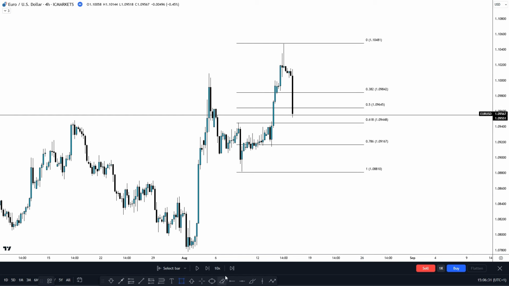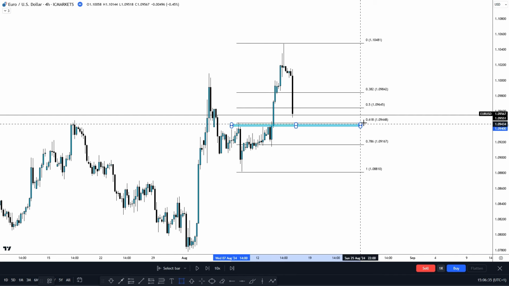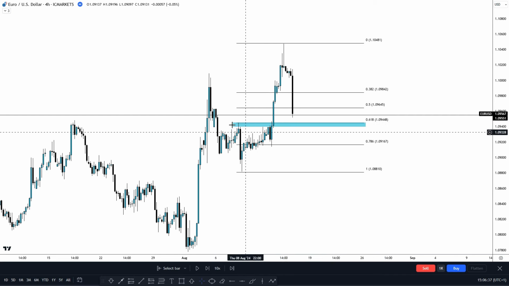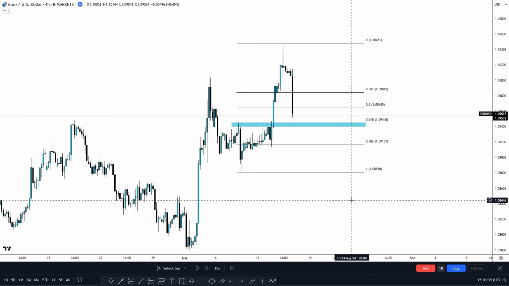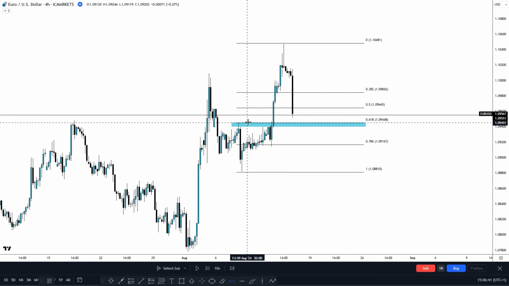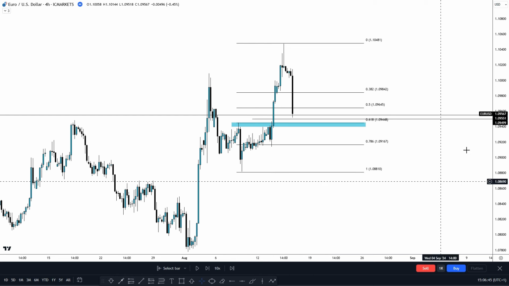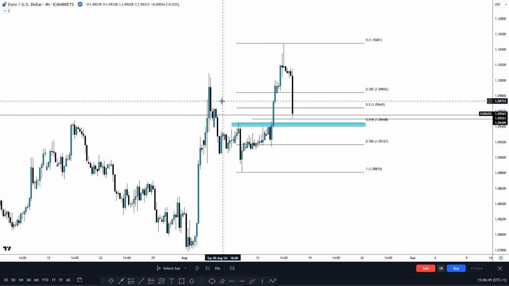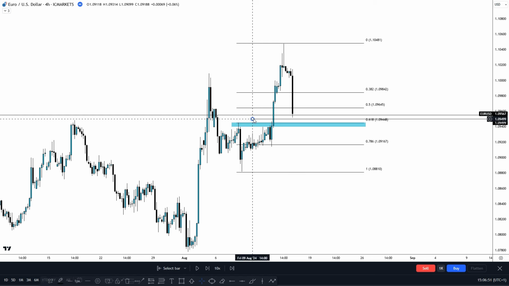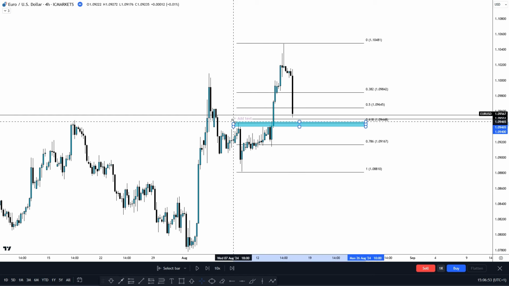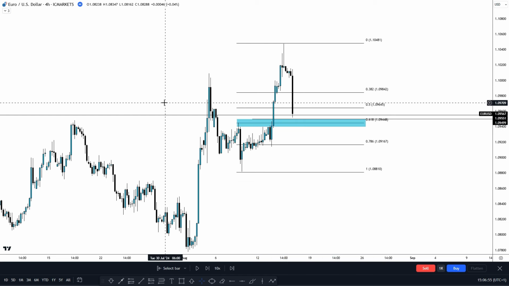What do we also notice? We notice that the 61 Fibonacci lines up with the break and retest of these key levels here. What do we also notice on the right hand side? If we look where this line is, if we look to the right, you can see there's a round number of 1.0950. So all these confluences came up to look like this.